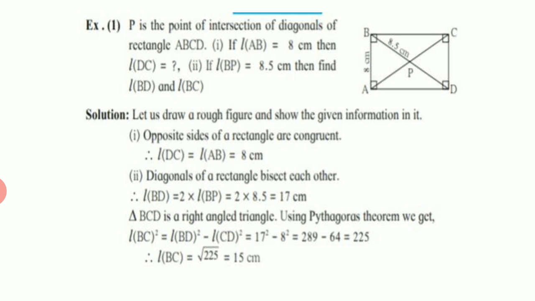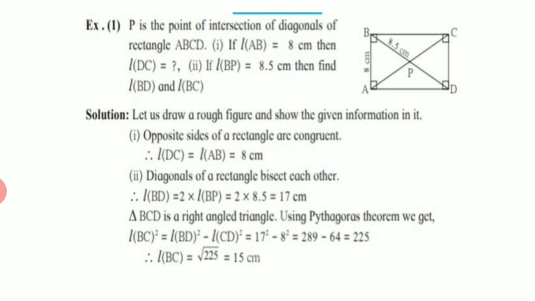Some solved examples. Example number 1: P is the point of intersection of the diagonals of rectangle ABCD. If length AB is equal to 8 cm, then length DC is equal to how much? Second, if length BP is equal to 8.5 cm, then what are length BD and length BC?